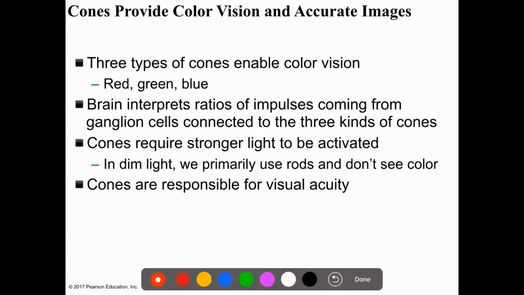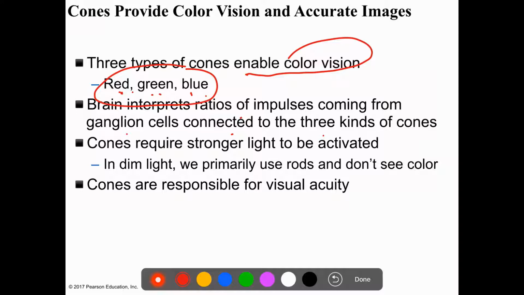Now, for the cones, we said these are responsible for our color vision. We have three types of cones: red, green, blue. Each one is stimulated by a certain wavelength corresponding to one of the three different colors. And the brain interprets the ratio of impulses coming from the ganglion cells connected to the three kinds of cones, and that's how we see colors.